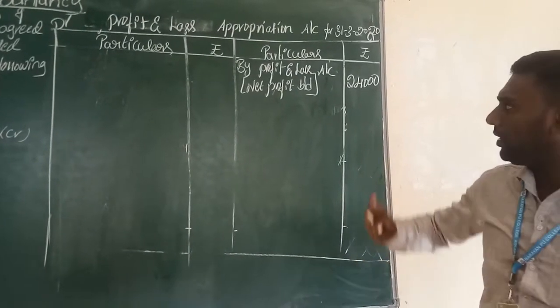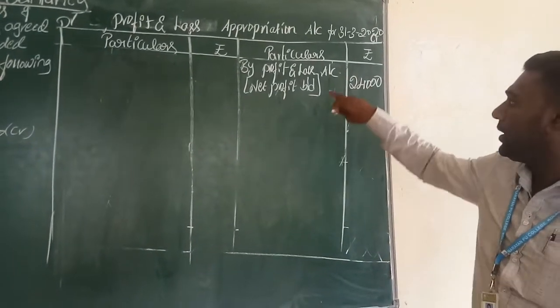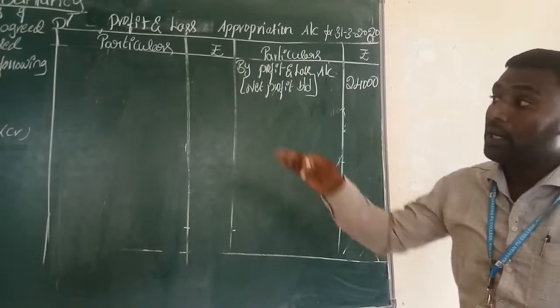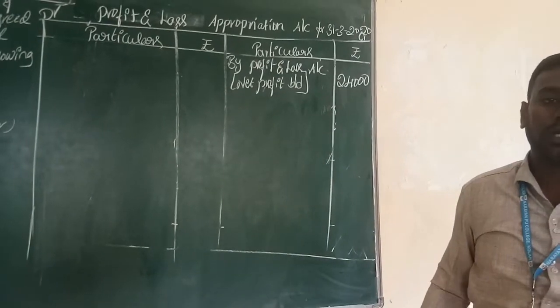So capitals they are given, we won't consider. Let's come to the net profit. They are given, we should consider. Ratio we will take later, but based on adjustments we have to consider.